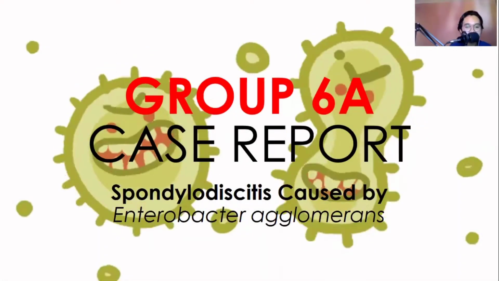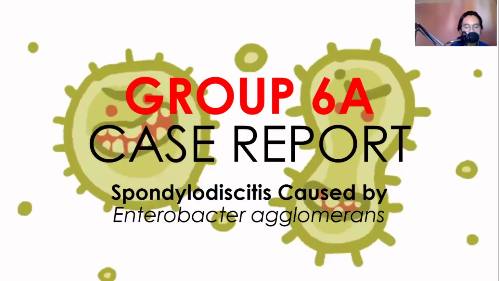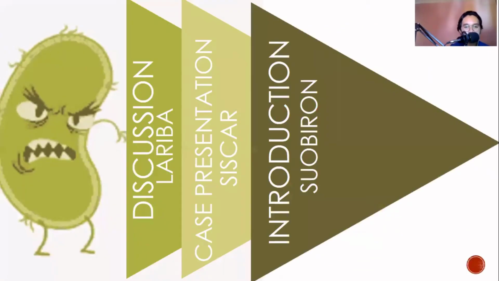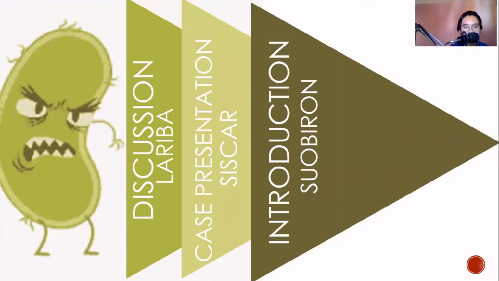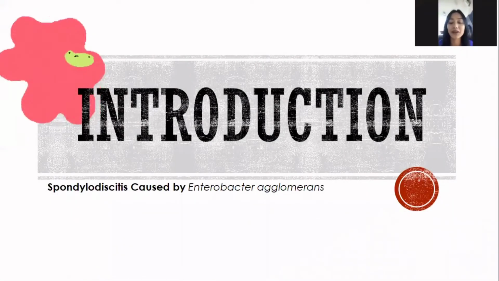Good day, everyone. This is Group 6A, and we're going to talk about our case report, focusing on spondylodiscitis caused by Enterobacter agglomerans. This topic will be divided into three parts: the introduction, the case presentation, and also the discussion. For the introduction, spondylitis caused by Enterobacter agglomerans.